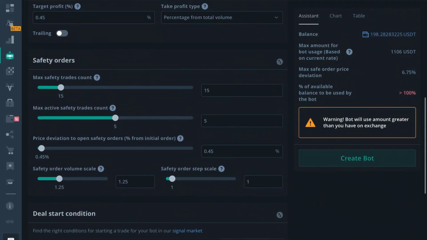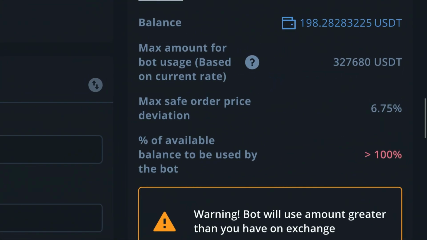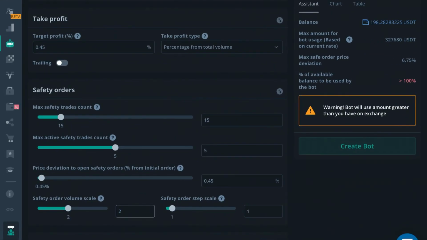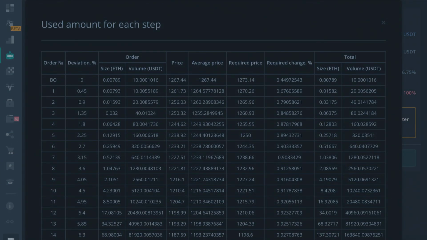If we change that to 2.0, now you can see here that is going to wildly increase your max amount for bot usage because you're increasing every safety order by a multiplier of 2. But this is what it would look like. Now whenever you get down to that safety order 10, instead of having to come back all that percentage, it has to rise less than 1% now. So the more safety order volume multiplier that you have, the easier it is to close deals. Does that make sense?